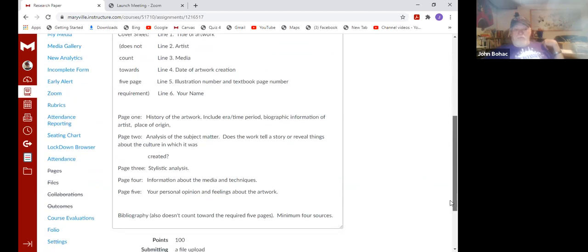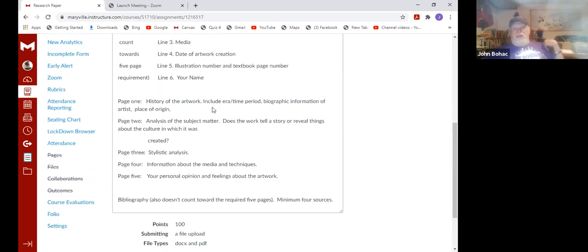Page 1, history of the artwork, the time period, biographic information of the artist. If we were doing El Greco, we would say it was in Mannerist era, post High Renaissance. He came from Greece, traveled through Italy where he learned how to paint, went to Spain, became the king's court painter, blah, blah, blah. And so page 2, we're talking about El Greco's analysis of the subject matter.